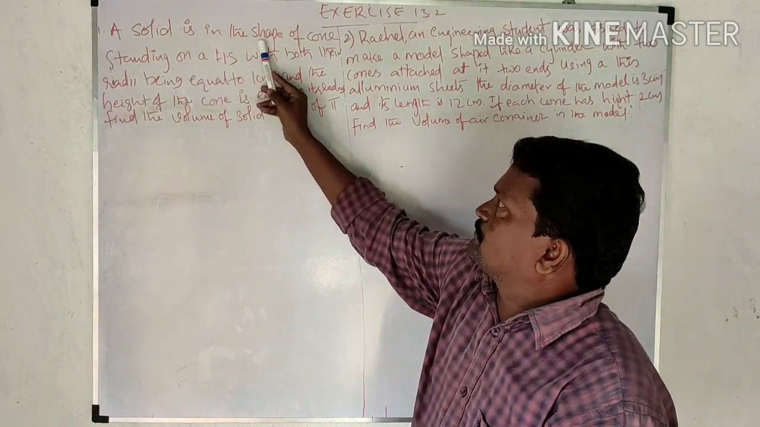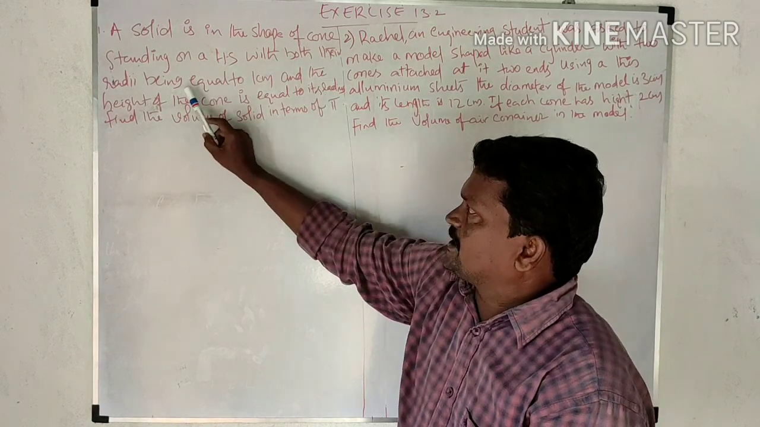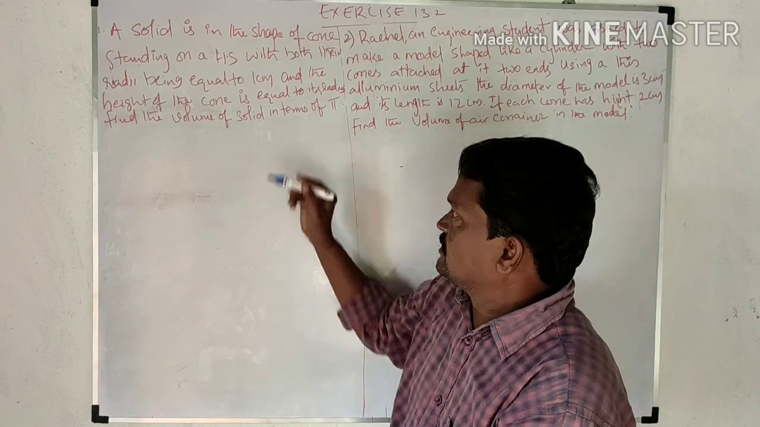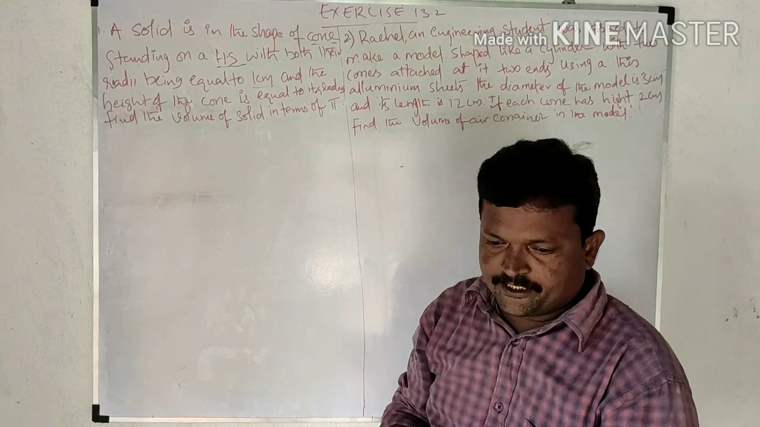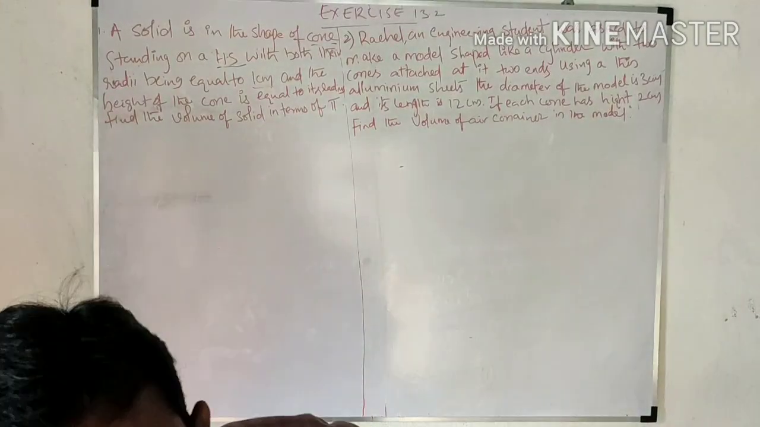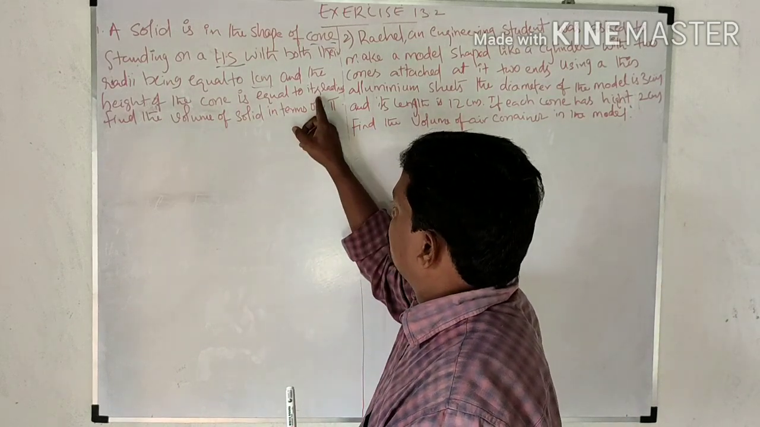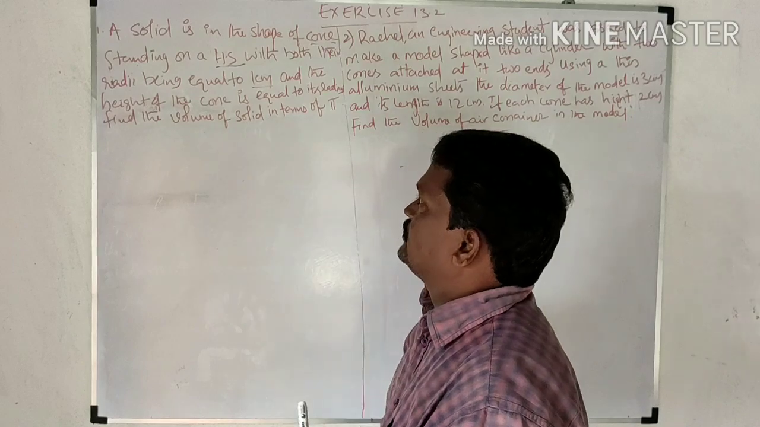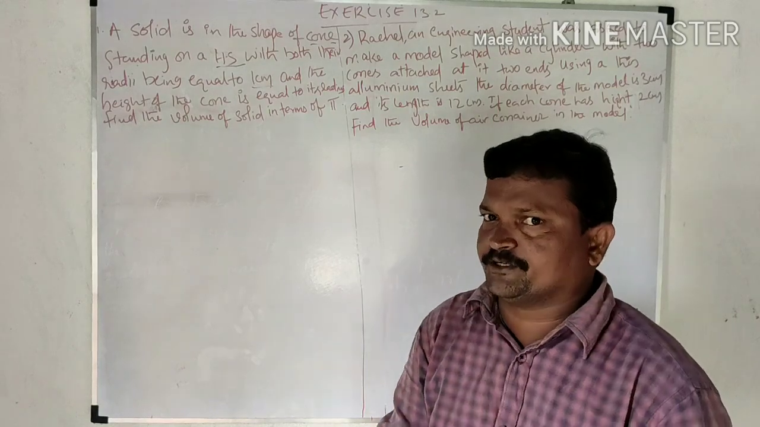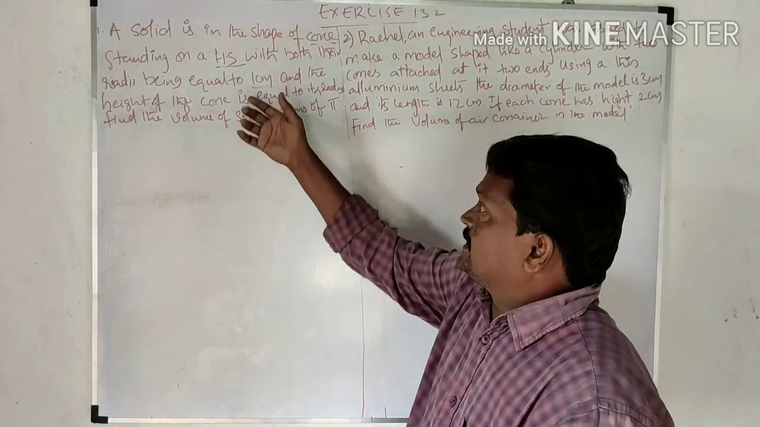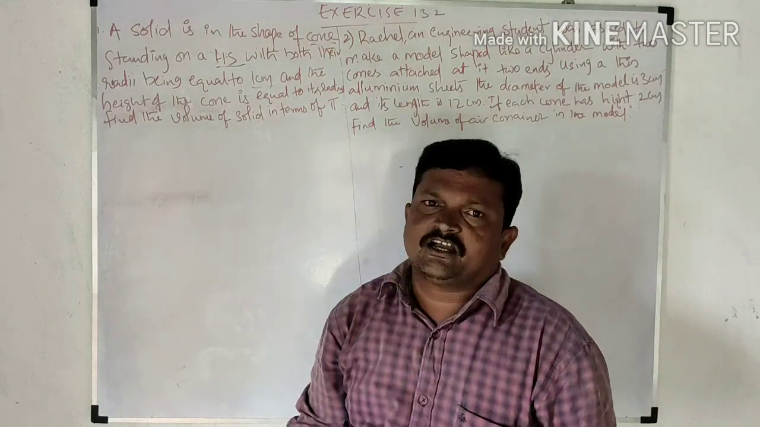A solid is in the shape of a cone standing on a hemisphere with both their radii being equal to 1 centimeter. See here, the combination of cone and hemisphere. And the height of the cone is equal to its radius. Find the volume of this solid in terms of pi. See that here the combination is there. What is the combination? A hemisphere and a cone. So a cone is standing on the hemisphere.